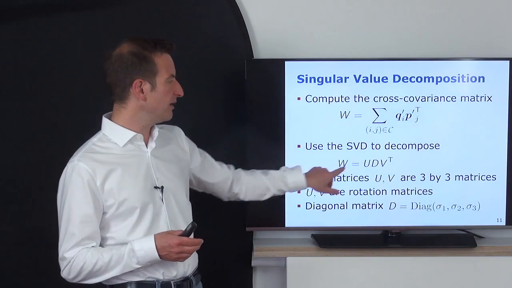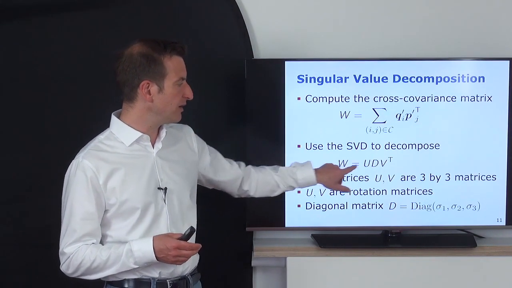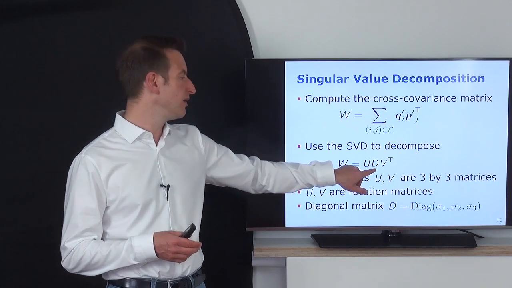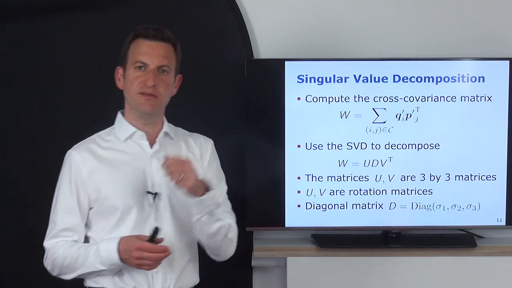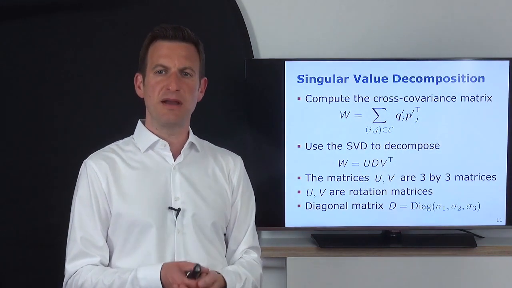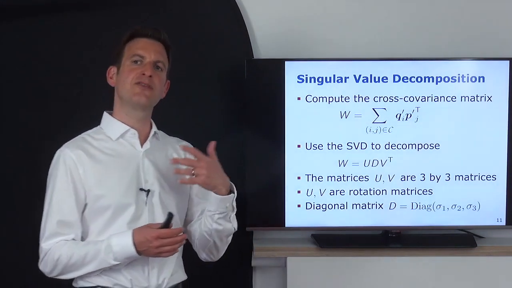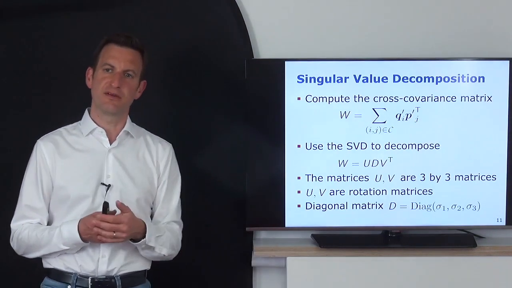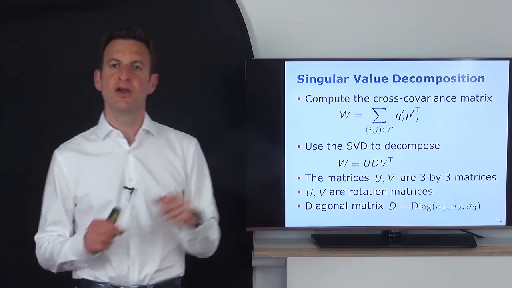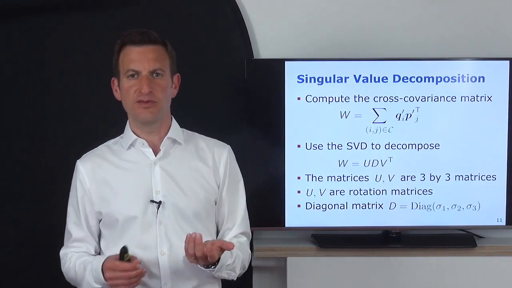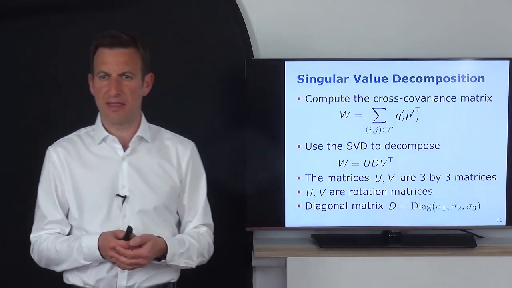So I execute the SVD on this matrix W, and it gives me three matrices, U, D, and V transposed. The product of U, D, and V transposed gives me my original matrix W. And so the individual matrices have different properties. First, this matrix D, the one in the middle, is a diagonal matrix which contains all the singular values, but that's something I'm not really interested in at the moment.